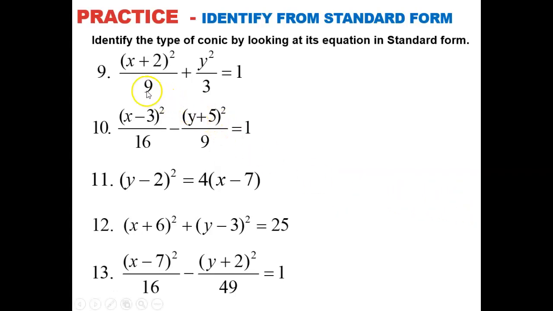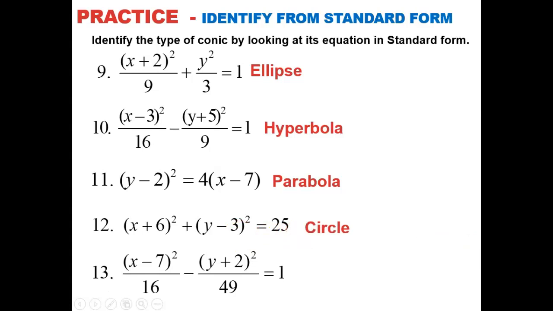So on number 9, it's 2 fractions plus sign equals 1, which has to be an ellipse. On 10, 2 fractions minus sign equals 1 has to be a hyperbola. On 11, only one thing is squared, so this is in the 4p format, which means it has to be a parabola. On 12, x squared and y squared equal to 25 has to be a circle. And finally, 13, 2 fractions with a minus in between equal to 1 has to be a hyperbola. So it's pretty easy in that form to know what those are going to look like. So you need to be able to identify from either form.